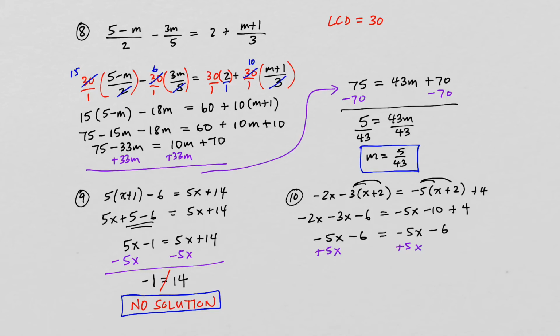If we add 5x to both sides, we end up, once again, canceling the variables. But this time, we get a true statement. Negative 6 is equal to negative 6. So what this means is that any number will be a solution for x. That means the solution is all real numbers.